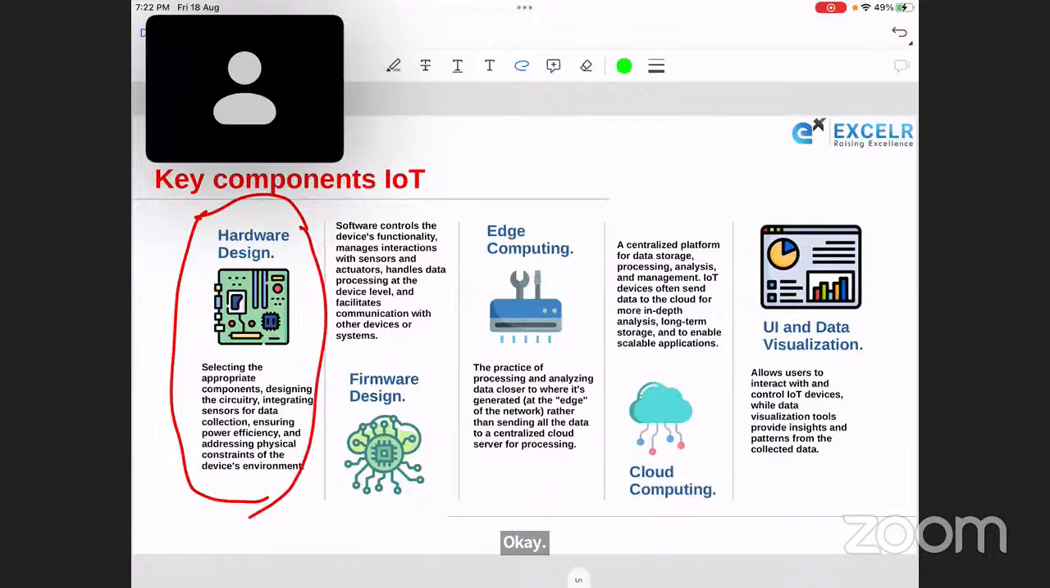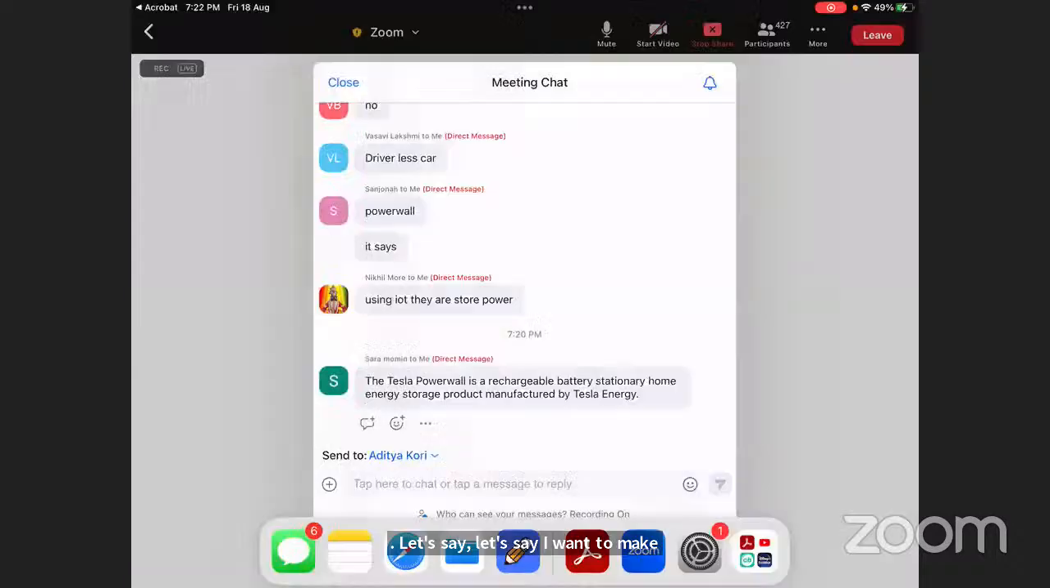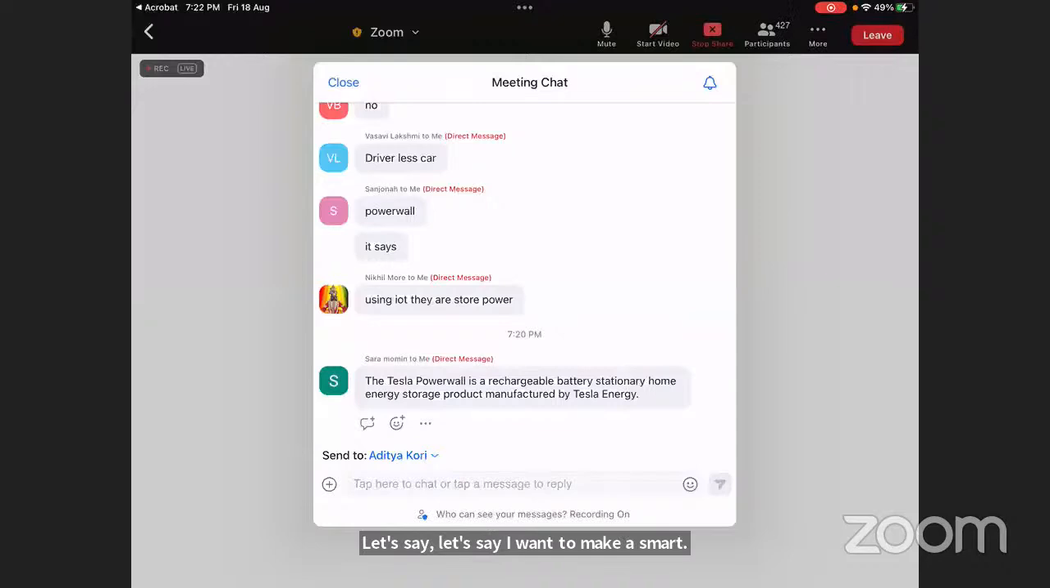If you check out this hardware design, what are the things you are checking? You are selecting appropriate components, designing circuitry, integrating sensors for data collection, ensuring power efficiency, addressing physical constraints of the device environment. It's a very generic scenario. Now, how do you understand what is the appropriate component? Let's say I want to make a smart plug.